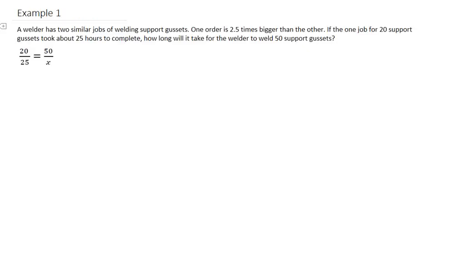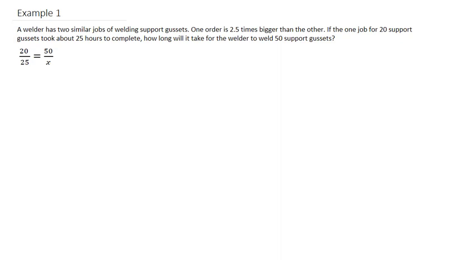So example 1: a welder has two similar jobs of welding support gussets. One order is 2.5 times bigger than the other. If one job for 20 support gussets took about 25 hours to complete, how long will it take for the welder to weld 50 support gussets then? We could solve this problem multiple ways, but we're going to solve this one through a proportion.